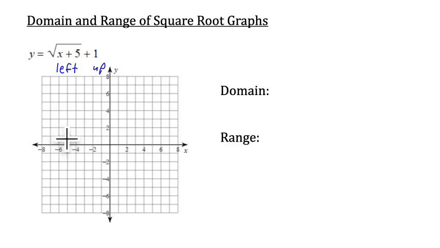And then from that endpoint, we're going to go over 1 up 1, since the square root of 1 is 1, and over 4 up 2, since the square root of 4 equals 2. Let's get one more point on there. And we move over 9 up 3, since the square root of 9 equals 3. And those moves are from the endpoint. So from this endpoint, I went over 9 and up 3.